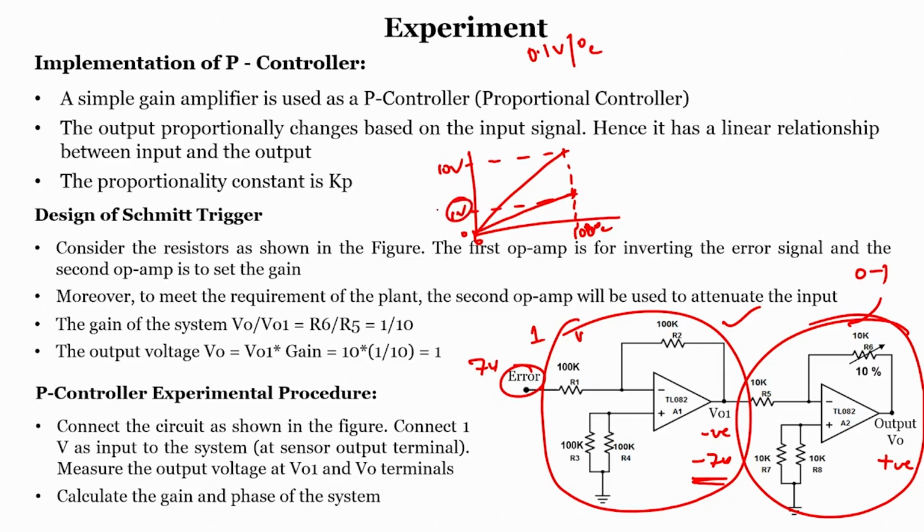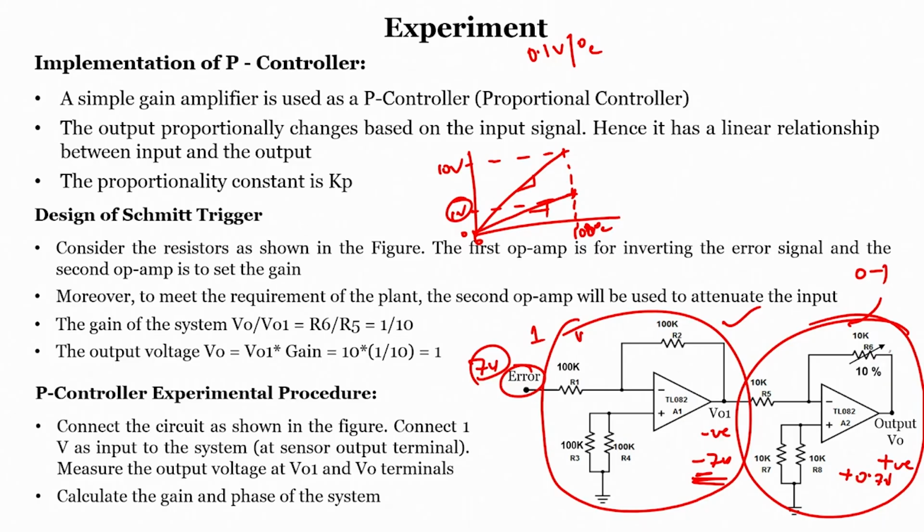Because 1 volt is the maximum input voltage that we can apply to the plant. So, I simply change the scaling factor by setting the gain here. The gain of the system is 1 by 10, right. So, if the error input is 7 volt, the output will be minus 7. Since the gain is 1 by 10, it will be plus 0.7 volt, 70% of full scale value.